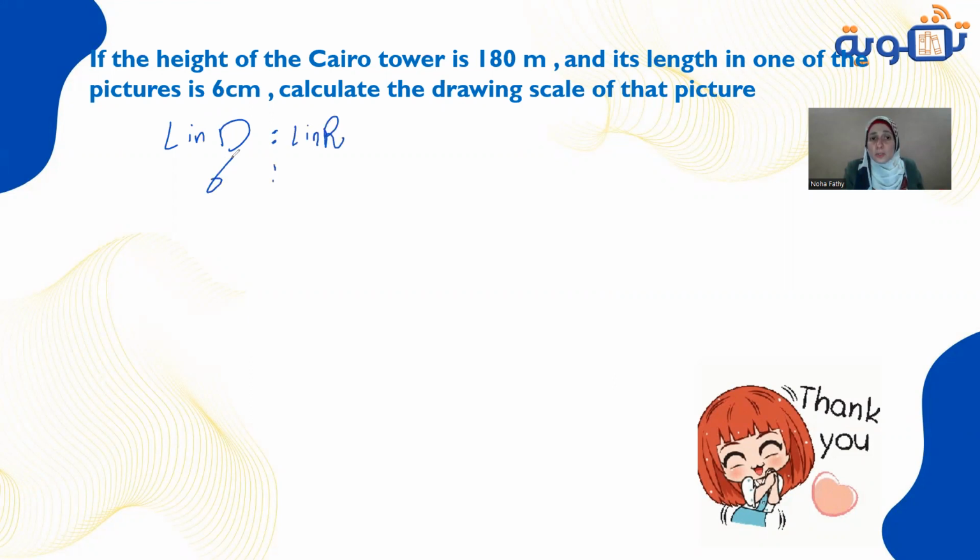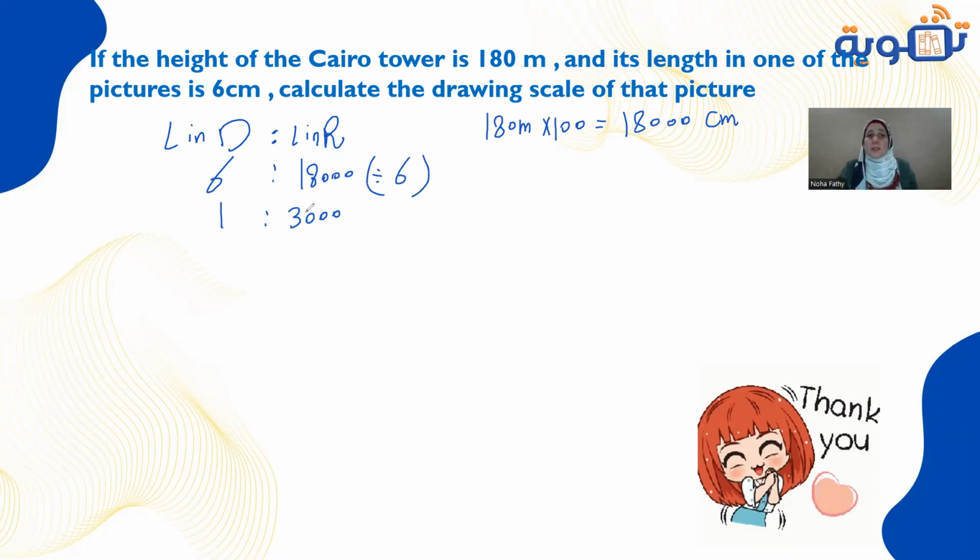Length in drawing 6 centimeters, length in reality 180 meters. Of course, I can't put centimeter with meter. So first convert from meter to centimeter, multiply by 100, equal 18,000 centimeters. So I will write 18,000 here. Then simplify it normally. Divide by 6, equal 1. Divide by 6, equal 3,000. So the drawing scale now is 1 to 3,000.